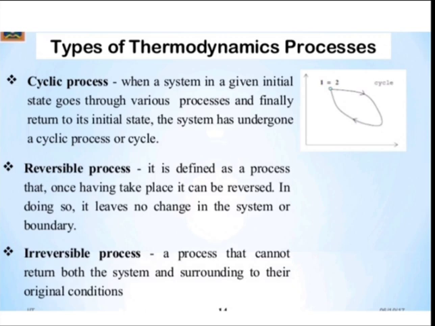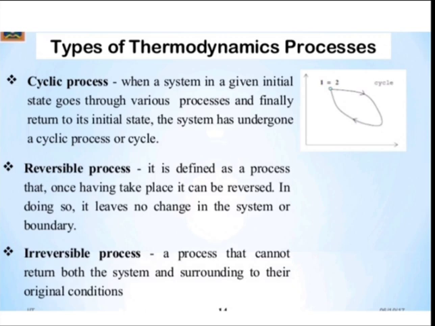Means when the process is started, the object moves from one point to another point and again comes back to its initial point. Then the irreversible process: a process that cannot return both the system and surroundings to their original conditions. We can say that this is a one-way process.